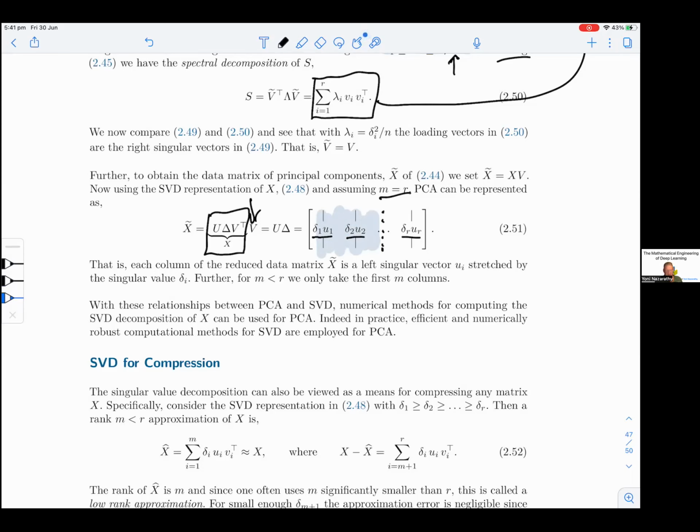With these relationships between PCA and SVD, numerical methods for computing the SVD decomposition of X can be used for PCA. Indeed, in practice, efficient and numerically robust computational methods for SVD are employed for PCA. So what we saw in this subsection is that you can use SVD for PCA, and specifically the reduced data matrix is obtained via those left singular vectors stretched by the singular values.